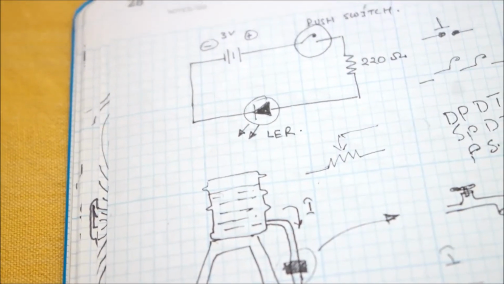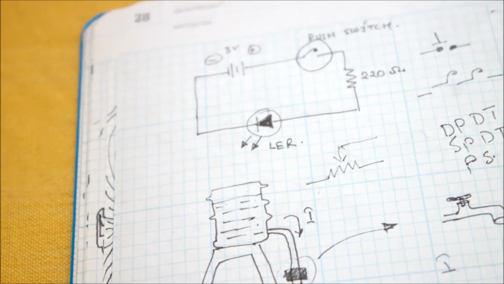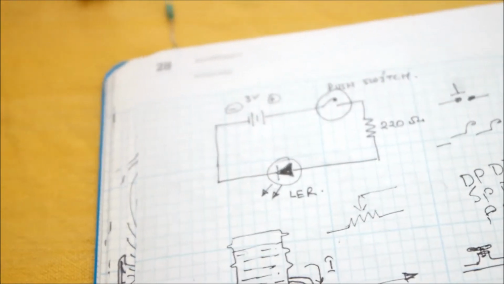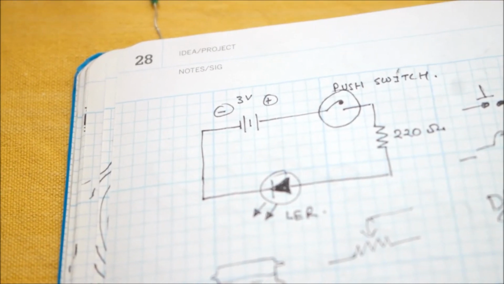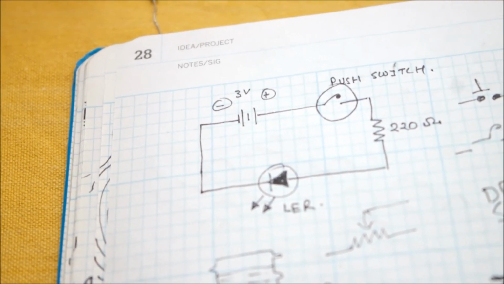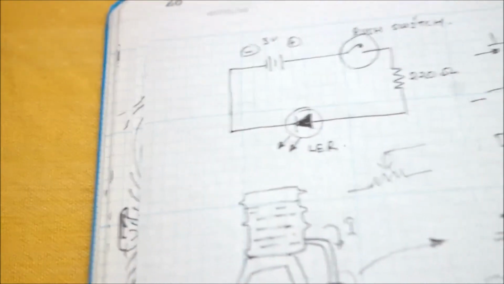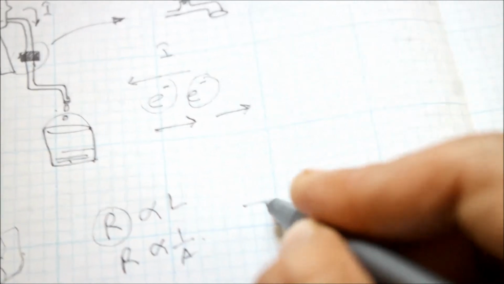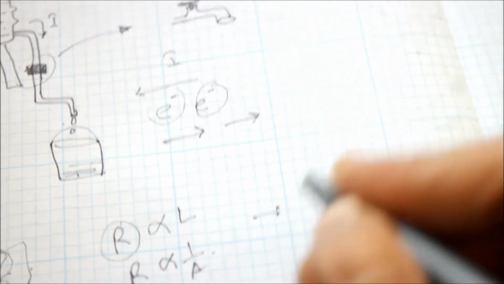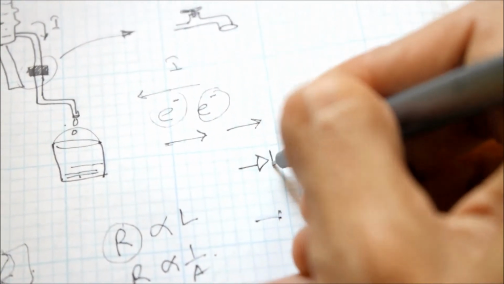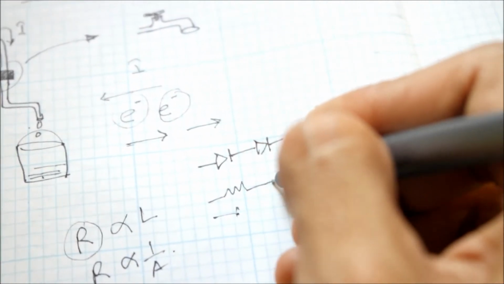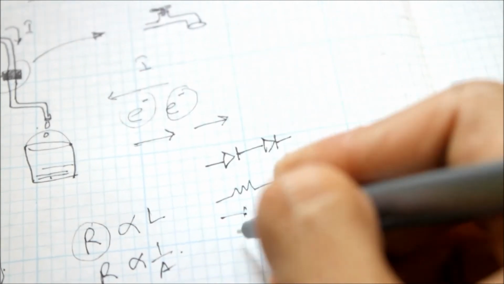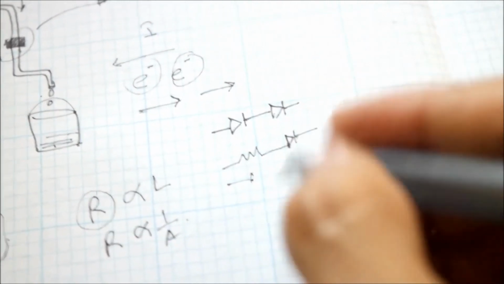Just as a thumb rule, 220 ohm resistors are always used in series with LEDs, and sometimes if the voltage rises from 3 volts to say 9 volts, we'll use a 1 kilo ohm resistor in series with the LED. So in series means anything which is in line. So this diode is in series with this diode, this resistor is in series with this diode. So this is called in series circuiting.